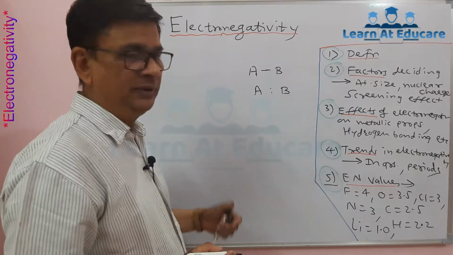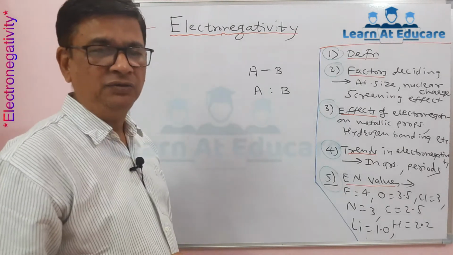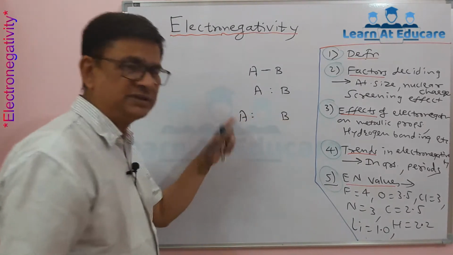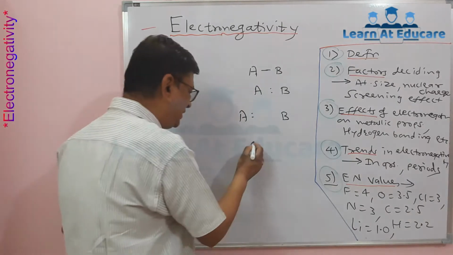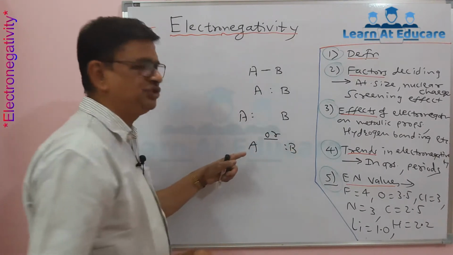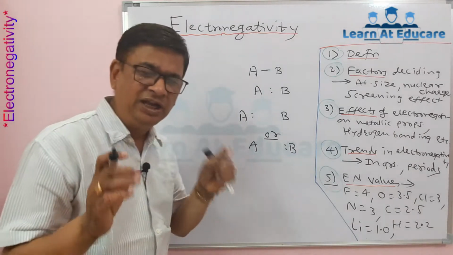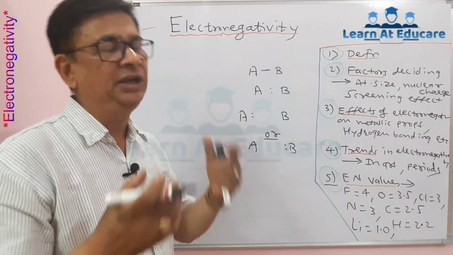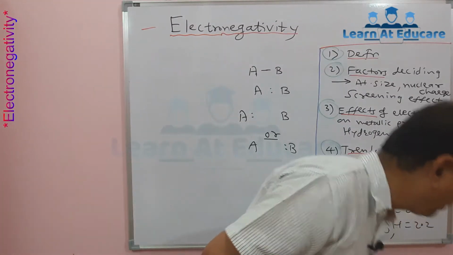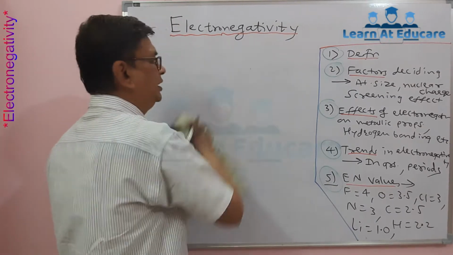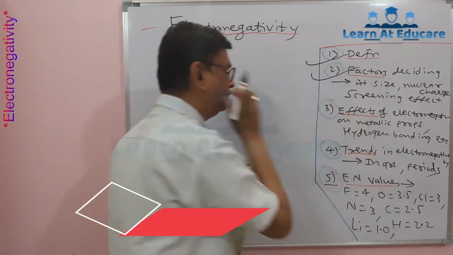Now, if the electronegativity value is more for A, then it will attract both electrons towards itself, and if B is more electronegative, then we will get the opposite situation. So electronegativity is nothing but the property, ability or capacity to attract the electron pair from the bonding pair in the covalent bond.